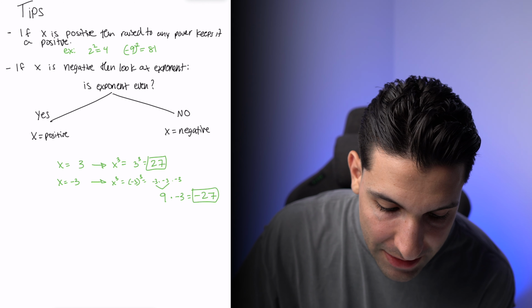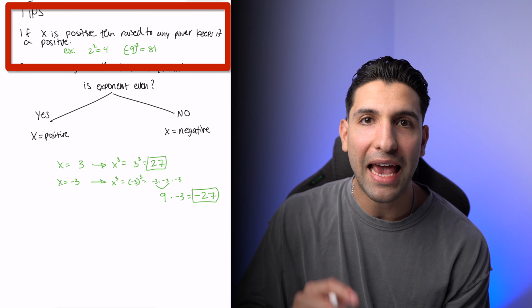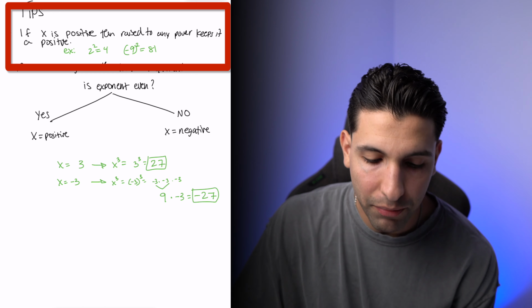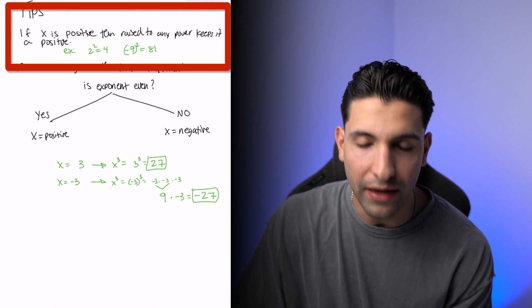Tip number 3, know your rules. I've said it once and I'll say it again. The more you know your rules cold, the more confident you'll be on the SAT when you see an exponent problem. Know your rules. And here's a tip. If x is positive, then raised to any power, it stays positive. So this example is 2 squared equals 4, or negative 9 squared equals 81.